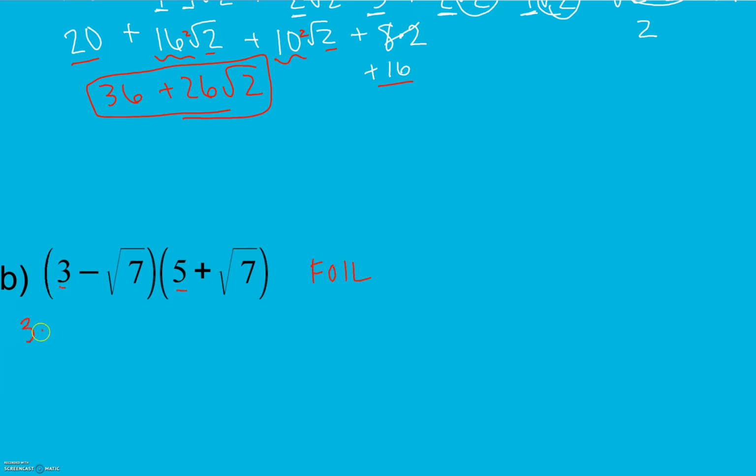Firsts, outsides, and we can't multiply them together because this isn't a square root and this is. They don't have the same index. Insides and lasts.